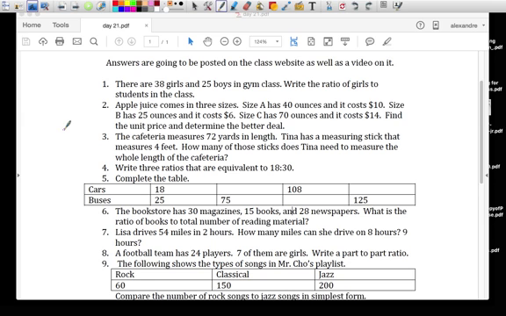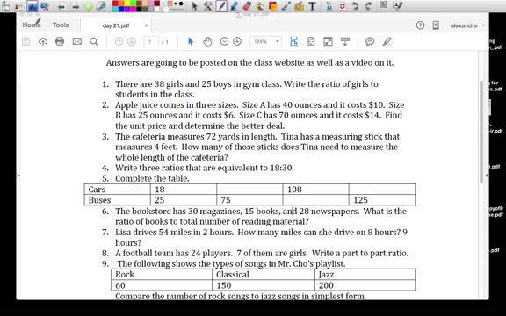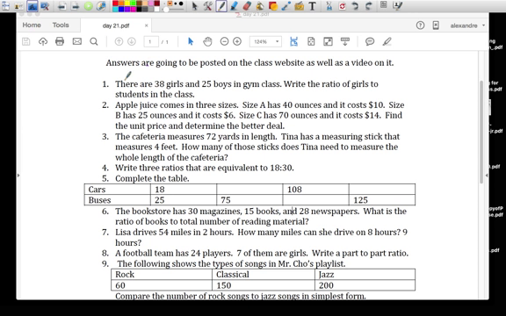So, let's see. 3. Cafeteria measures 72 yards in length. Tina has a measuring stick that measures 4 feet. So how many of those sticks? And again, an interruption. You can say hello to Miss Koliatis. Stop, pause, record. Resume. Okay, so where was I? So the stick, 72 yards. Hang on a second. So I'm going to pause. All right, so sorry for the interruption.